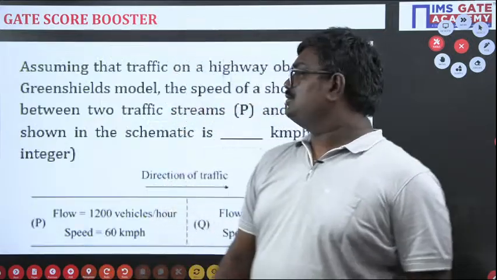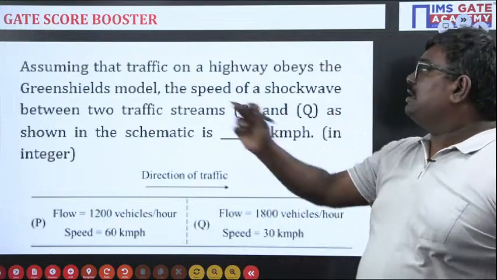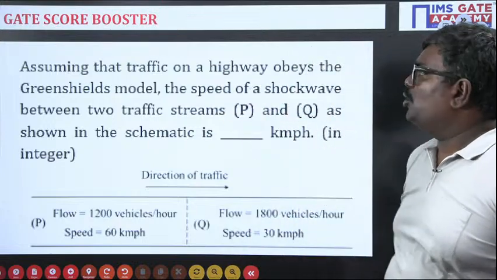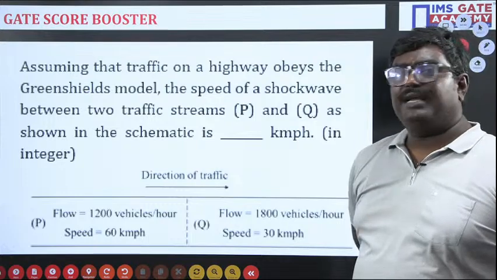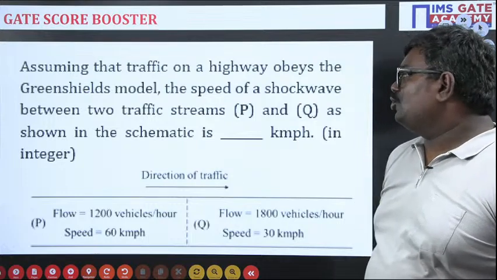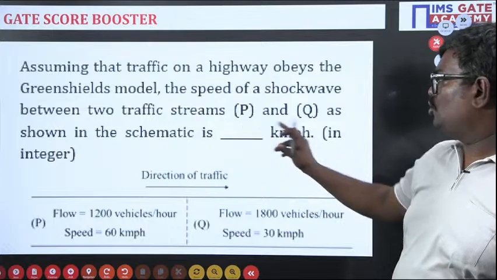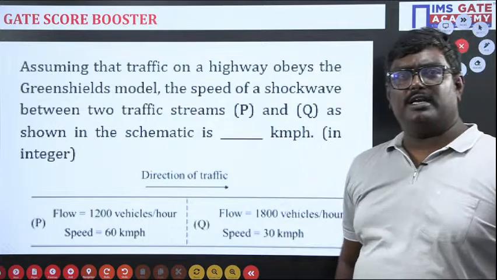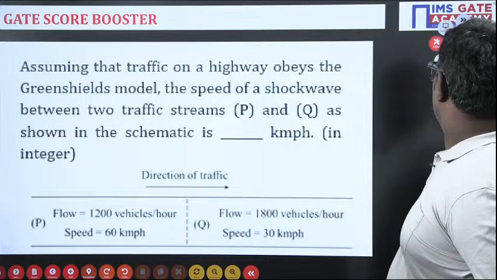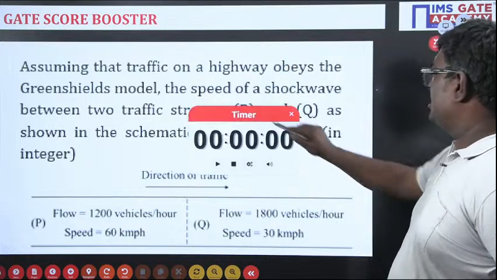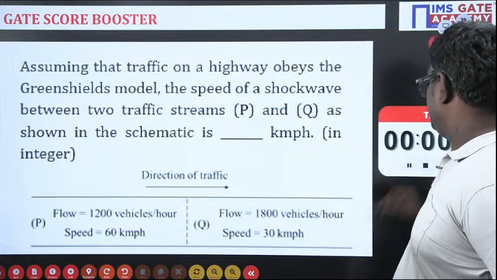Now see students, we have another thing. Assume that traffic on a highway obeys the Greenshields model. The speed of the shock wave between the two traffic streams P and Q are shown in the diagram. They have given the values, and here I'll give you 1 minute of time. Just try to solve the problem.